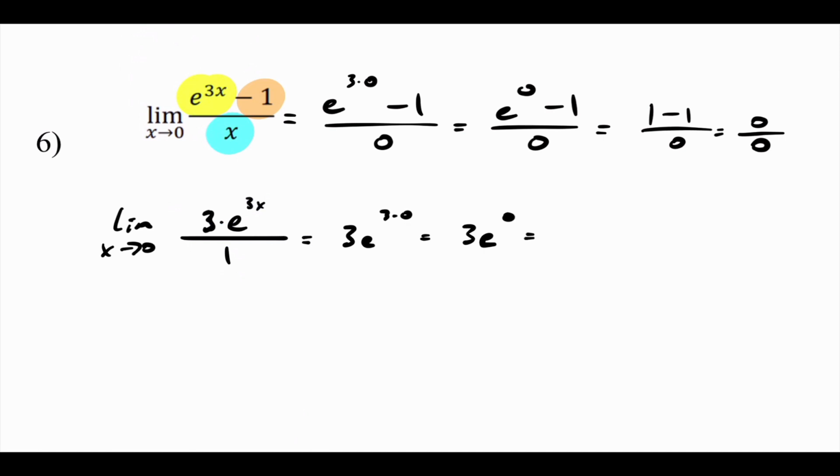So when I plug in 0 again, I get e to the 0 power again. E to the 0 power is just 1. So it's just 3 times 1, which is positive 3. Okay.